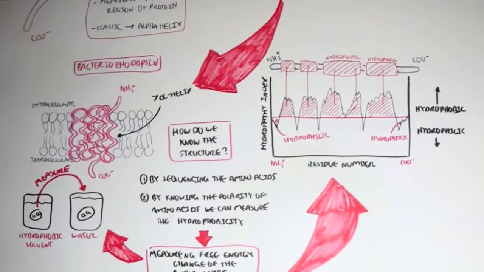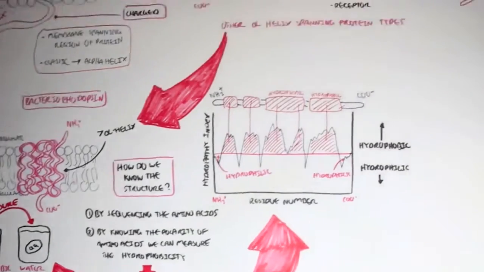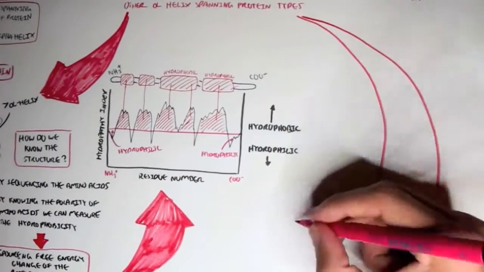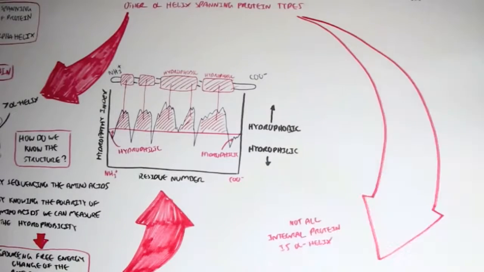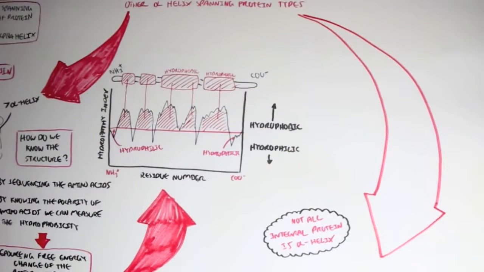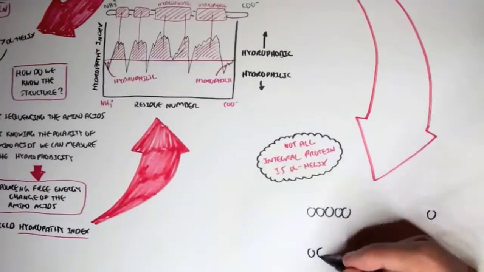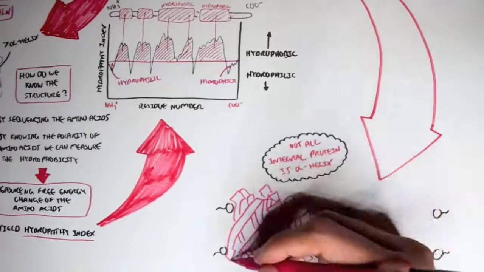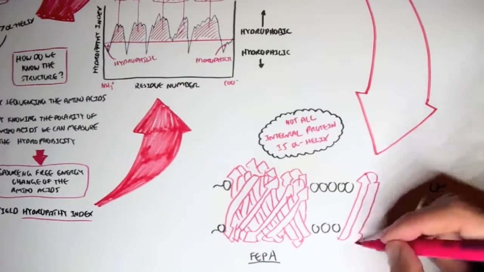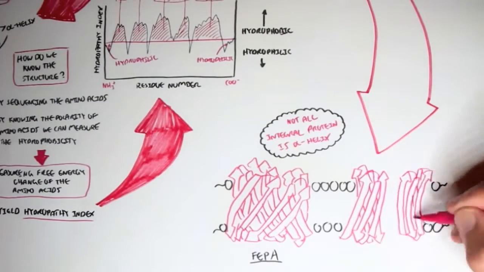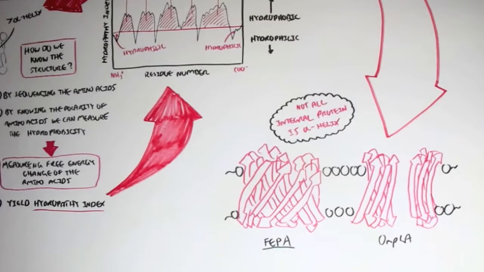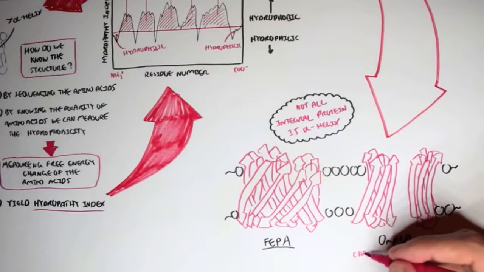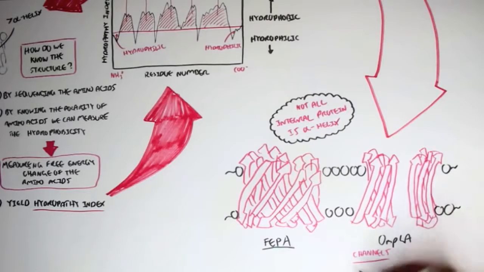So I hope you understood that. You can compare it. You can see how the amino groups are on the outside and the carboxyl groups on the outside as well. Now, we might think that alpha helices are the only membrane spanning proteins, but this is incorrect. There are actually beta sheets that span the membrane, such as FepA and another one called OmpLA, which is a channel. I'll not really talk about this, but it's just interesting that there are also beta sheets that span the membrane, not only alpha helixes.